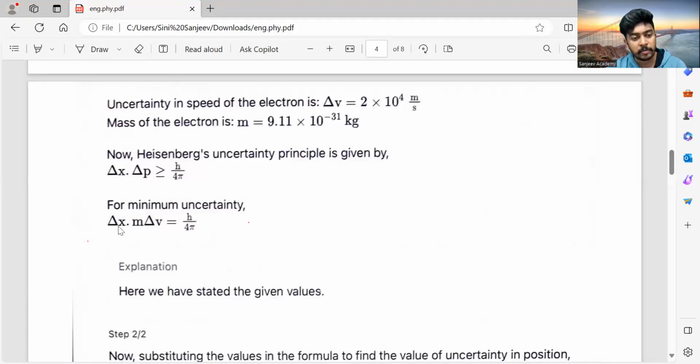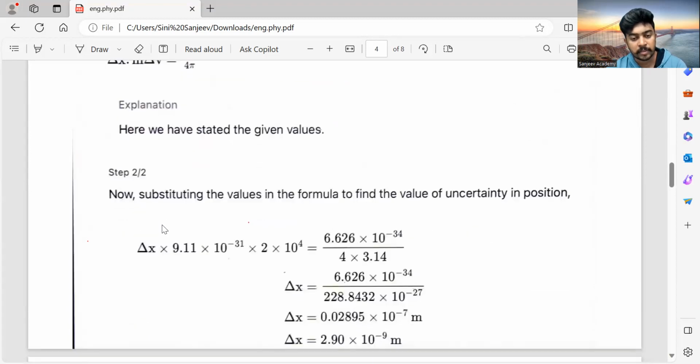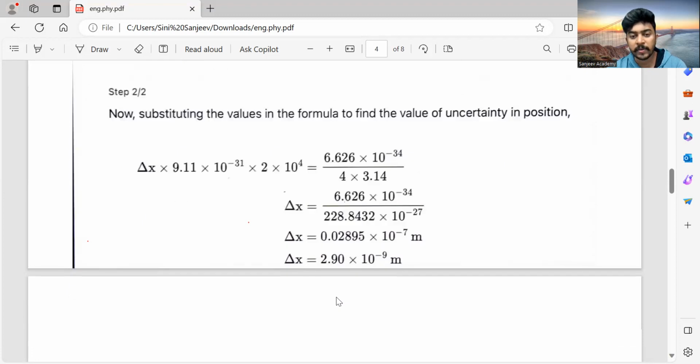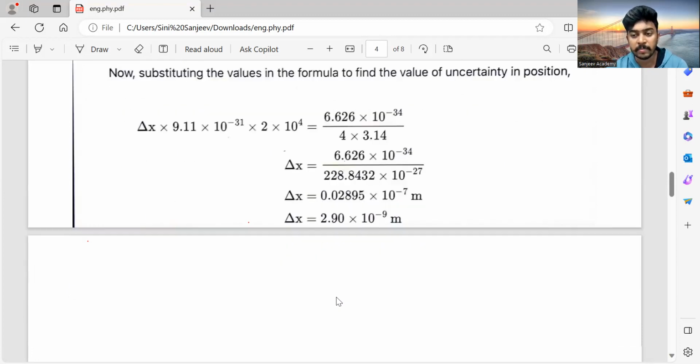To calculate momentum, we will put m into delta v. So we finally have to calculate delta x, which is h by 4 pi. h is Planck's constant, 6.626 into 10 power minus 34, and 4 pi is 4 into 3.14. Then upon solving, we'll be getting the answer directly. It's a very simple question, and we can easily get full marks in the problem. So it is better to attempt the problem rather than the theory part.